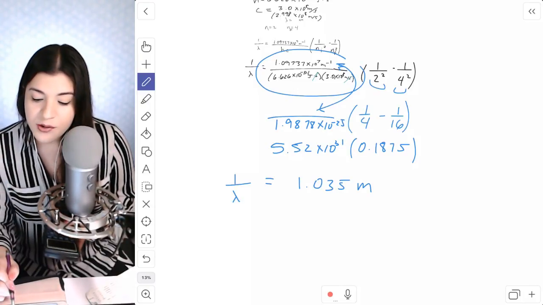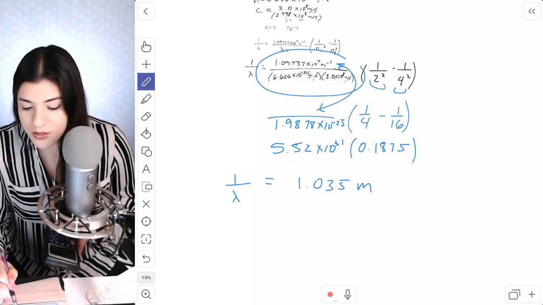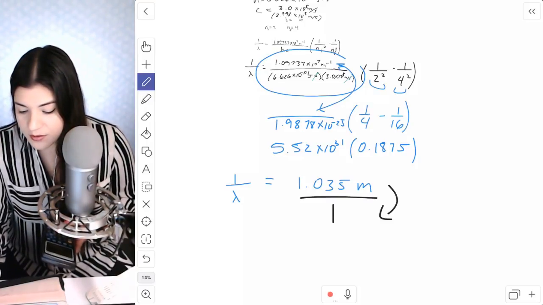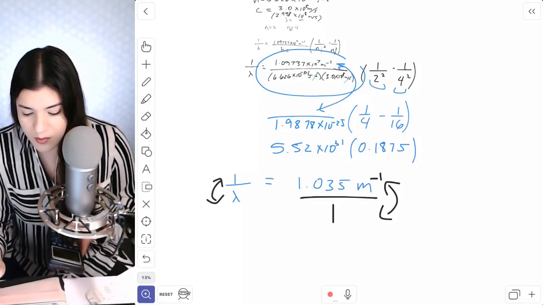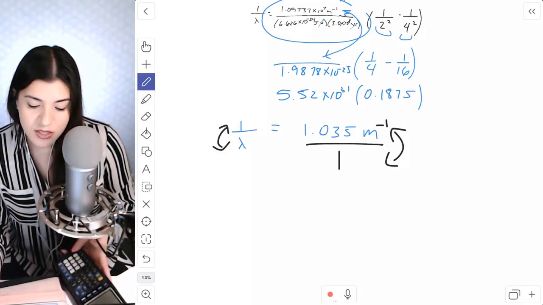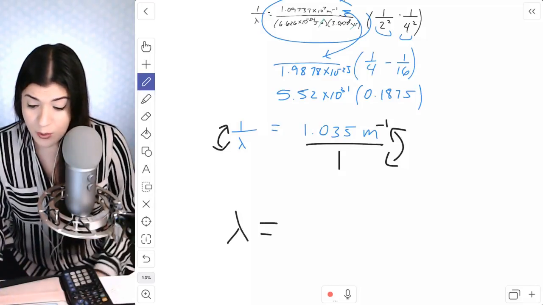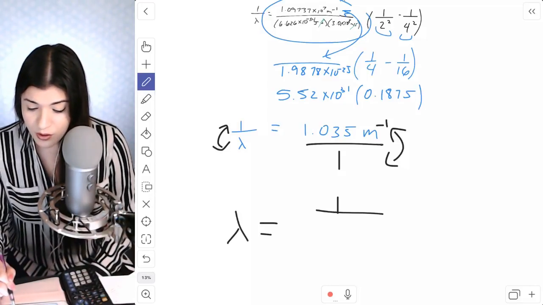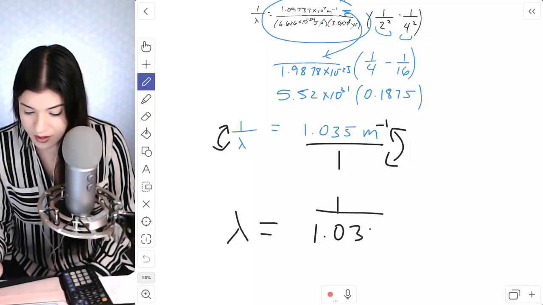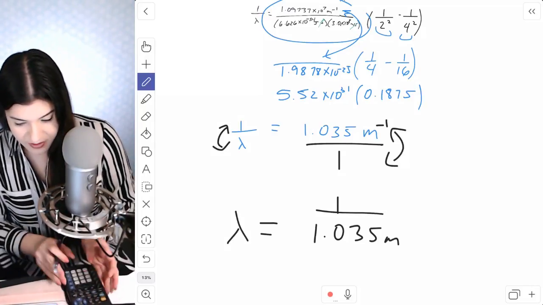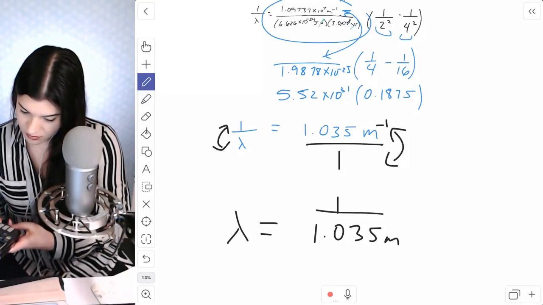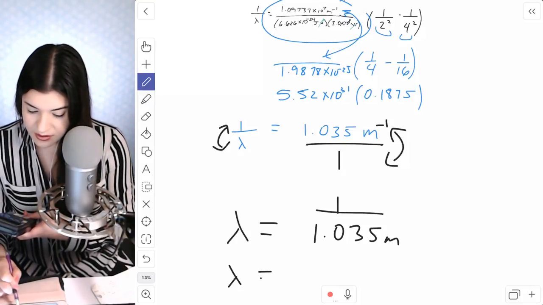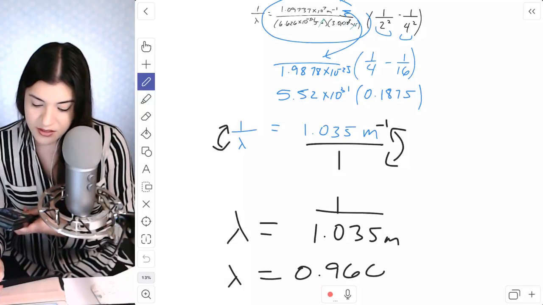And then I'm almost done. All I have to do is pretty much flip this. So what I'm going to do is take the reciprocal of this. This is to the negative first. Take the reciprocal, and essentially it's just going to give me my wavelength. So now this is 1 over 1.035 meters. And then let's see what that would have given us. So wavelength is 0.966 meters.